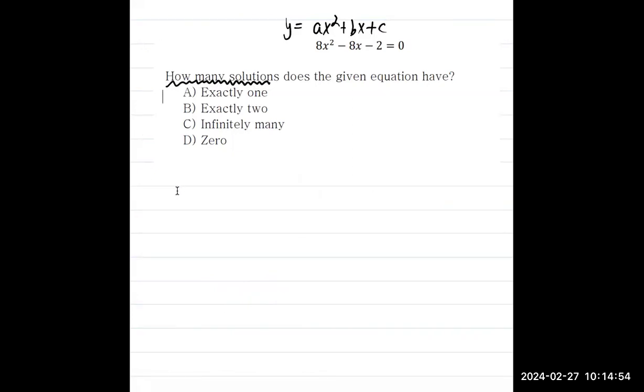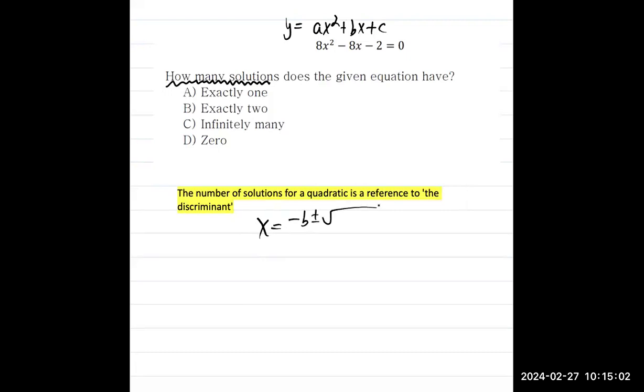the discriminant. Now, the discriminant is part of the quadratic formula, which we have right here. Now, if you don't have the quadratic formula memorized, you have to memorize it as soon as possible because it's on the SAT, but it's not provided to you. So you have to have it memorized.